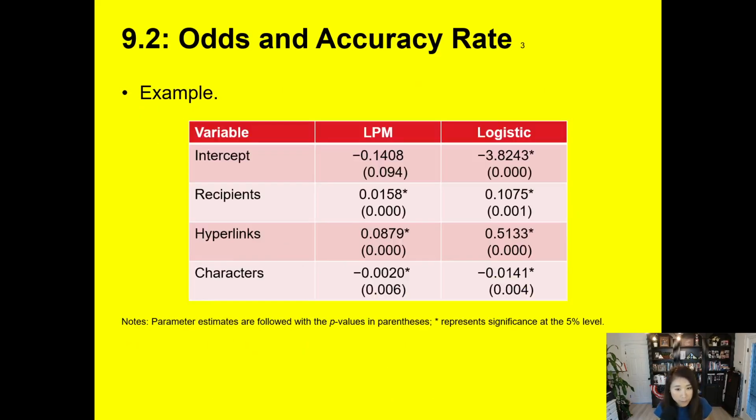After we run the regression in Excel, we are able to obtain the result for the linear probability model, LPM. And then we use Python or R, and we are able to get the result for the logistic regression. For LPM, it's straightforward. Basically, holding the other variables unchanged, if the number of recipients increased by 1, the probability that the email is spam will increase by 0.01. However, we cannot do that for the logistic regression. It doesn't work, again because the functional form is totally changed.